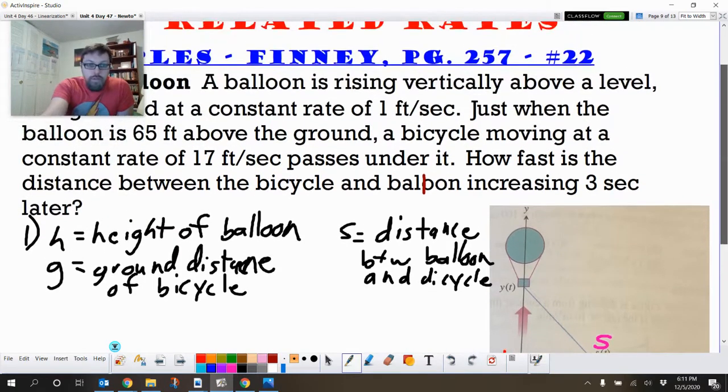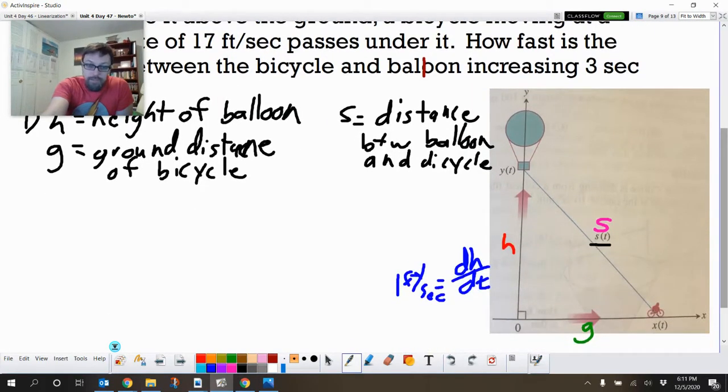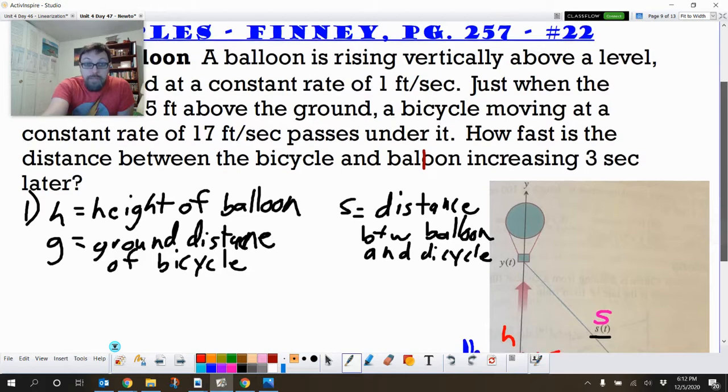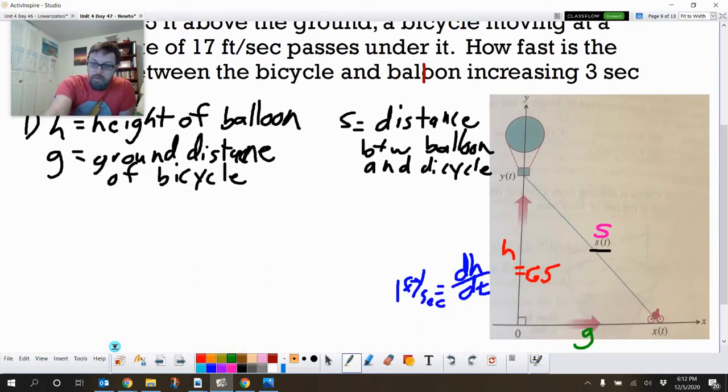We also know that we care about when the balloon is 65 feet above the ground. We also care about where the bicycle is. Now, we also need the rate of the bicycle. So we know dg over dt equals 17 feet per second.